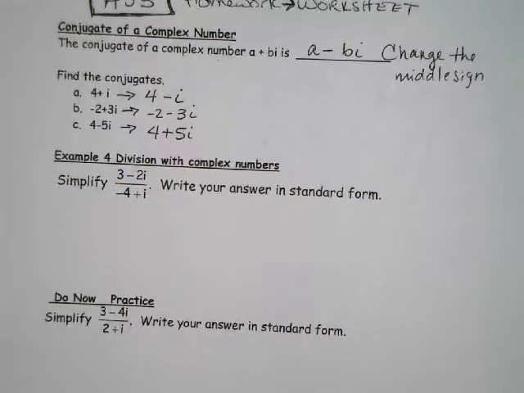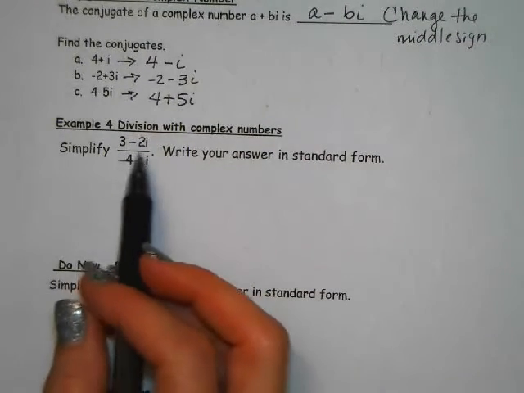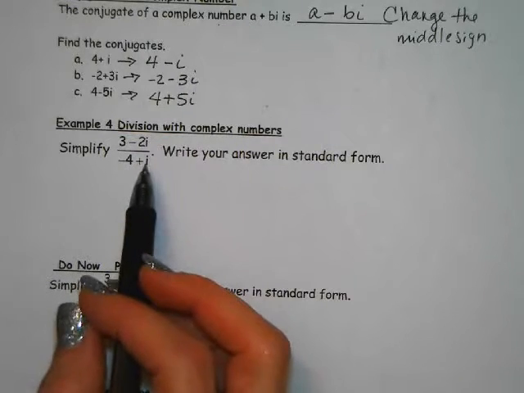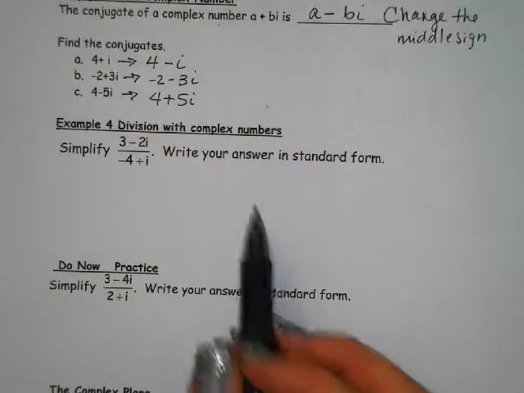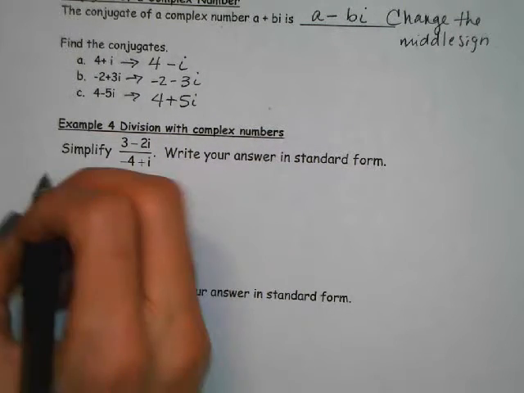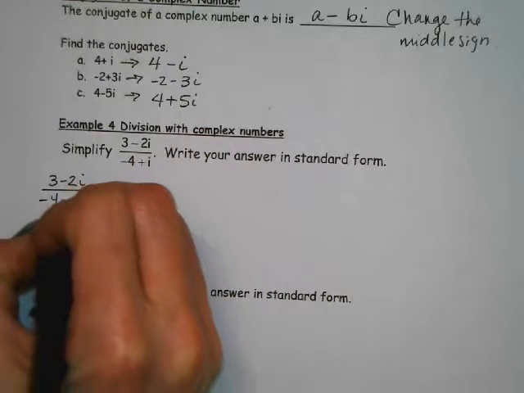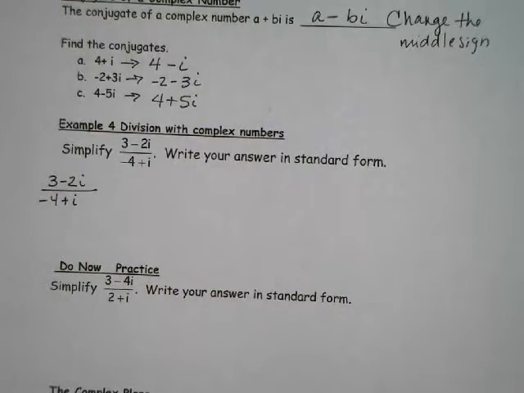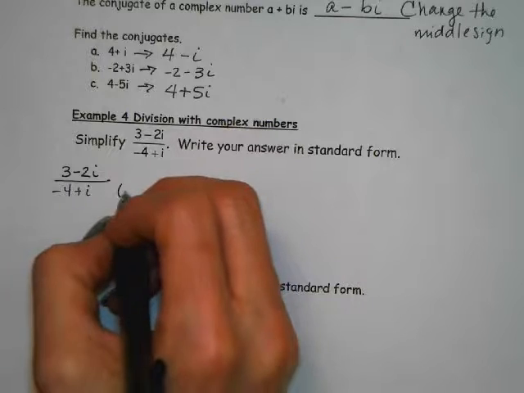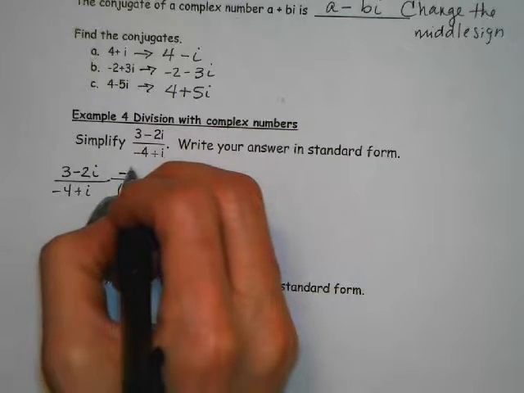So let's see how we could use this. Here we have an expression, 3 minus 2i over negative 4 plus i, and I want to get rid of the i value in the denominator. So I want to multiply by its conjugate. I'll just rewrite this as 3 minus 2i all over negative 4 plus i. The conjugate of this complex number in the denominator is going to be negative 4 minus i, and whatever I do to the bottom, I have to do to the top.